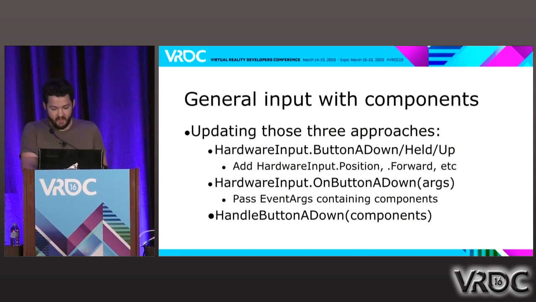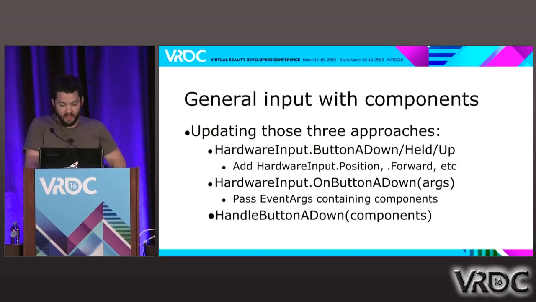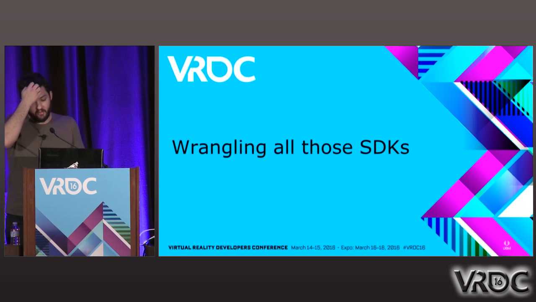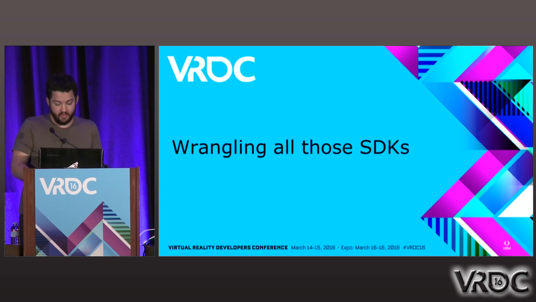And then in the event-based way, I would pass the component through an event args object. If you're not familiar with that, if you are doing events in C#, you can pass a specific kind of object with an event, which is an EventArgs. Then you just put whatever you want into it. And then, of course, the static void method, you just pass it as a parameter. Easy, easy. OK, so about actually handling all of those SDKs in the project all at once.